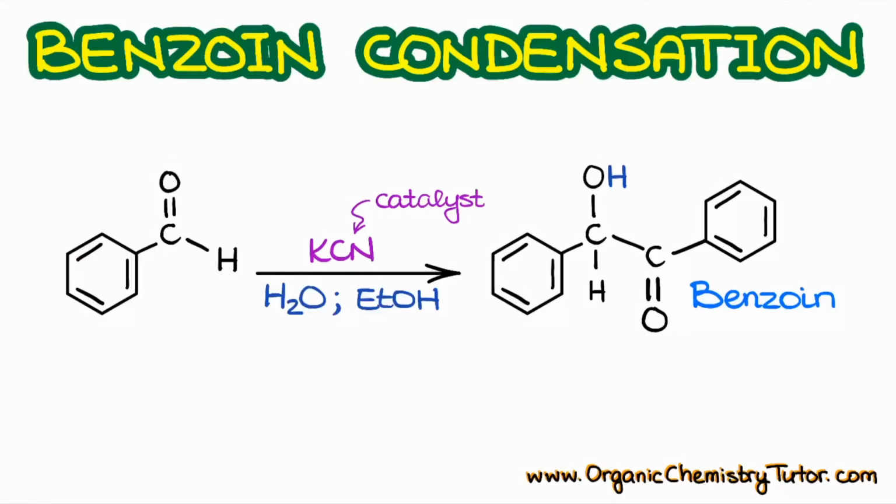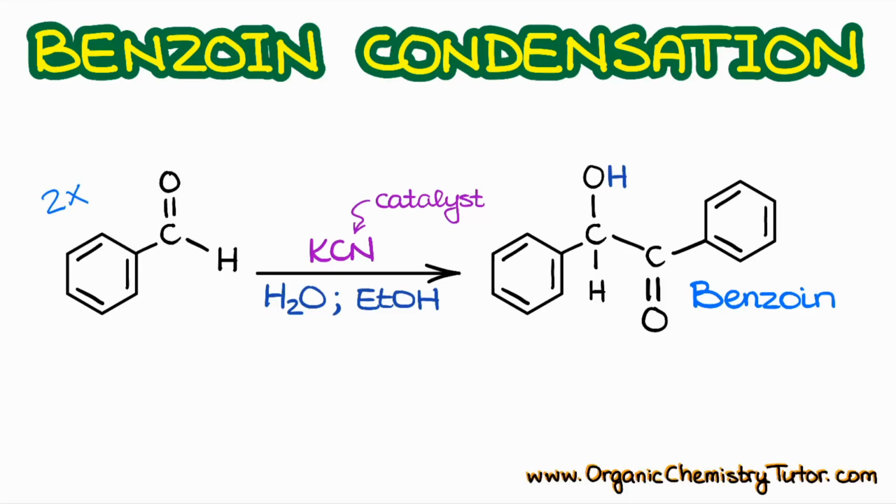Okay, so here we have the general scheme for the benzoin condensation, and this is what we call a classic example of the benzoin condensation, where I have two equivalents of benzaldehyde, and those two equivalents react with each other using potassium cyanide as a catalyst.